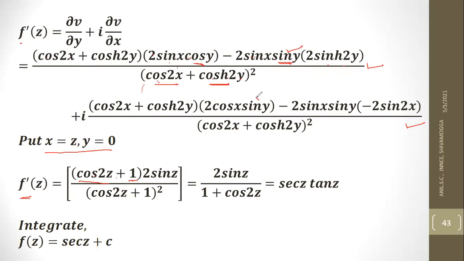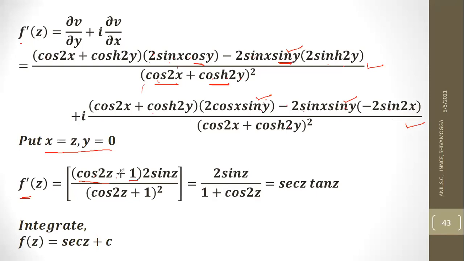Here sin y will be sin 0. Sin 0 is 0 and 0 into anything is 0. For the same reason, this is also 0. Sin 0 is 0 and 0 into anything is 0. 0 divided by any finite quantity is 0. Therefore, this entire imaginary part will be 0.